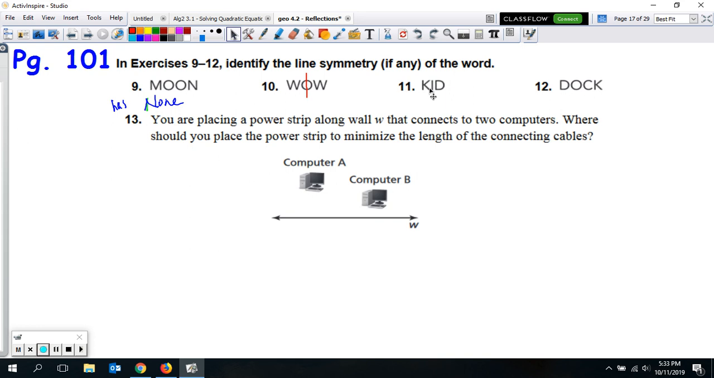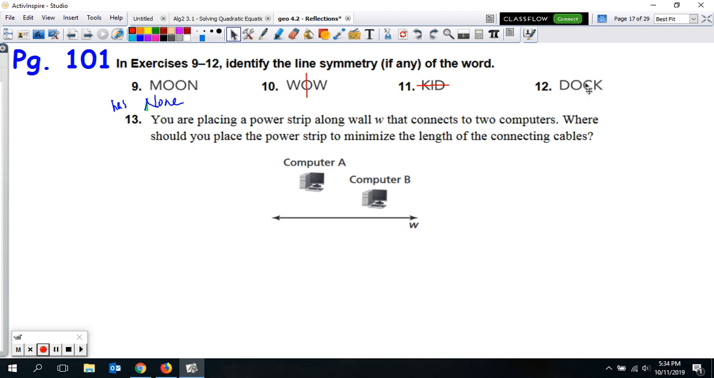Let's see, 11. If we drew this one vertically, obviously the K is not going to map onto the D, so we'd have to try this way horizontally, and if I fold it down, it does look like that would be a line of symmetry this way. It looks the same above as it does below. So this one has line symmetry.